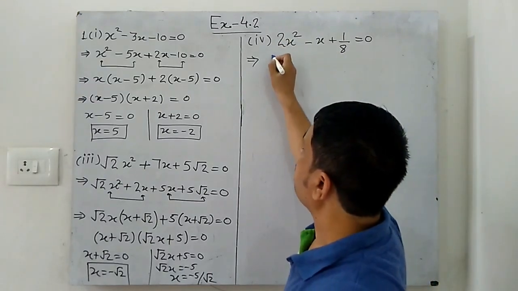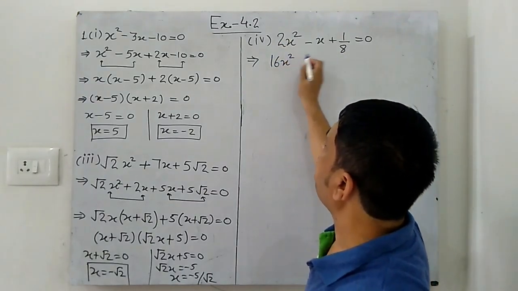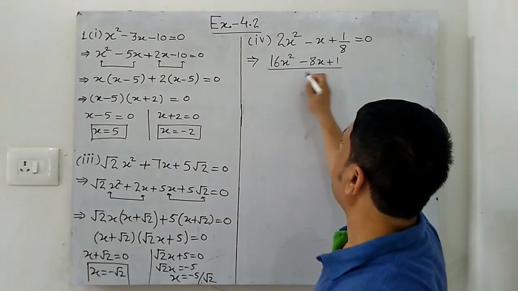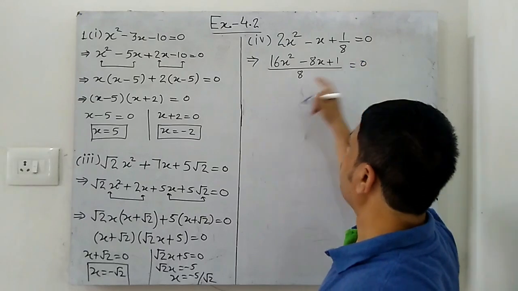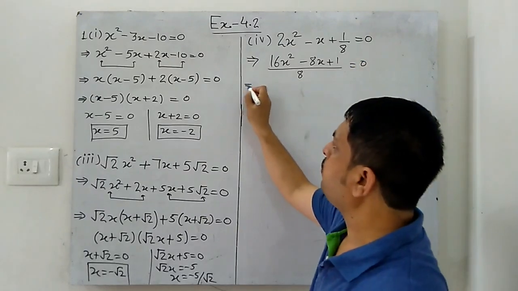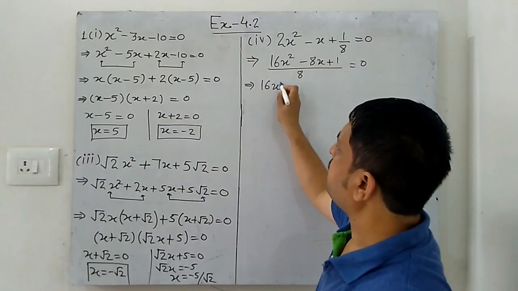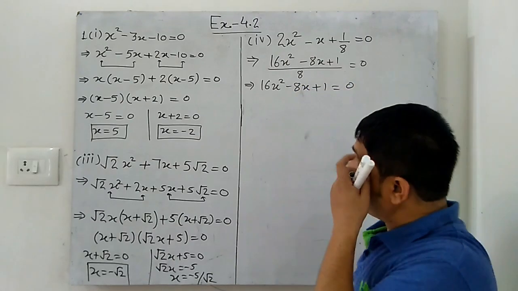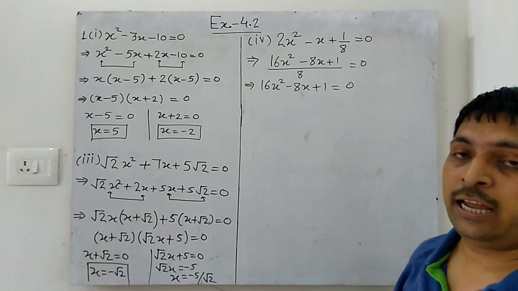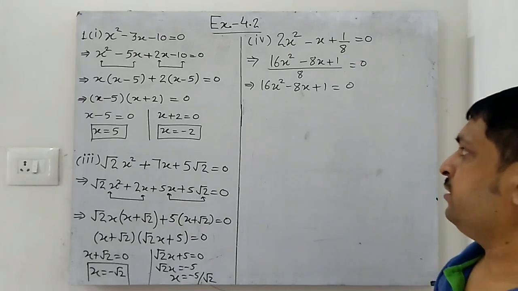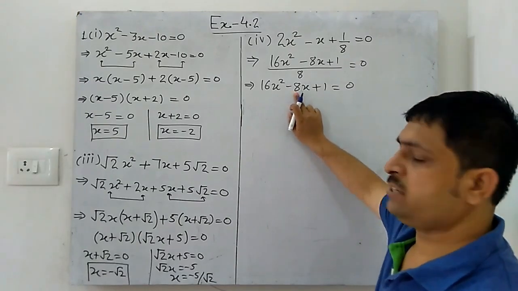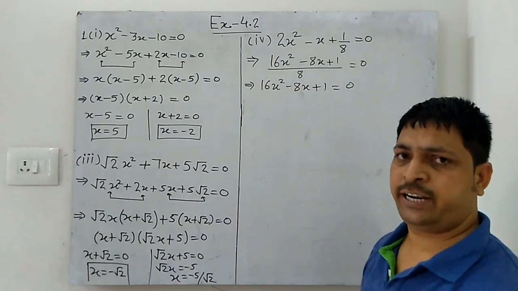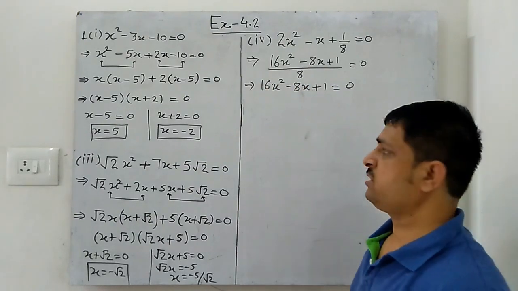So 8 times 2 is 16x square minus 8x plus 1, divided by 8, equal to 0. This 8 will be shifted to the right side with 0. So it will be 16x square minus 8x plus 1 equal to 0. Now again we can apply the splitting the middle term method. The sum is 8, and the product should be 16. So 4 plus 4 is 8, and 4 times 4 is 16.